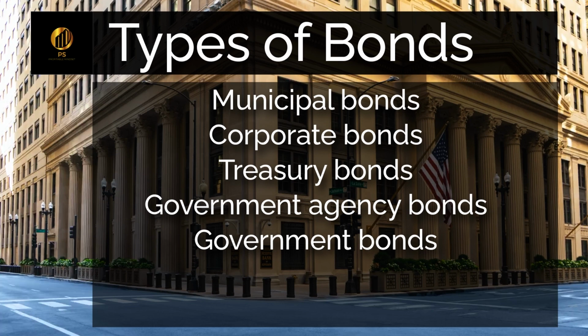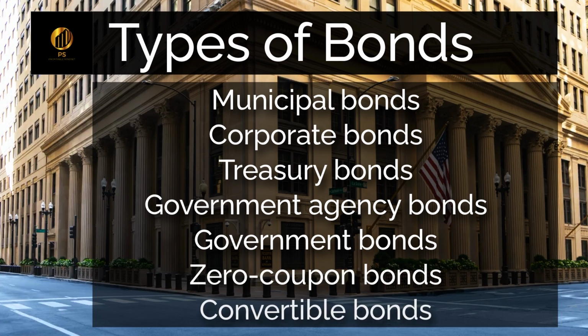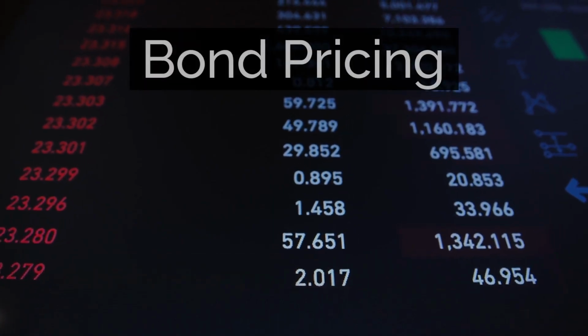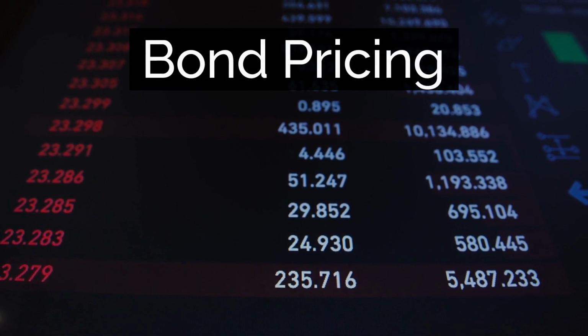All of these bonds involve an agreement between the issuer and the investor wherein the issuer promises to make regular payments to the investor in exchange for a loan. Zero-coupon bonds are bonds that do not pay interest until they mature. Convertible bonds are bonds that can be converted into stocks at a predetermined price. Bond pricing is an important consideration when investing in bonds.